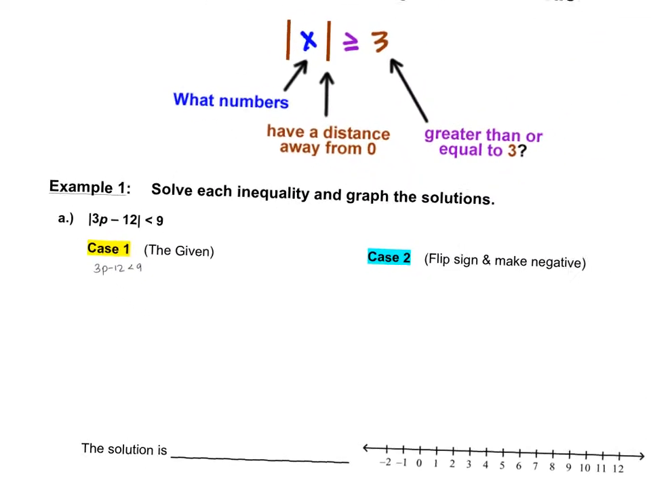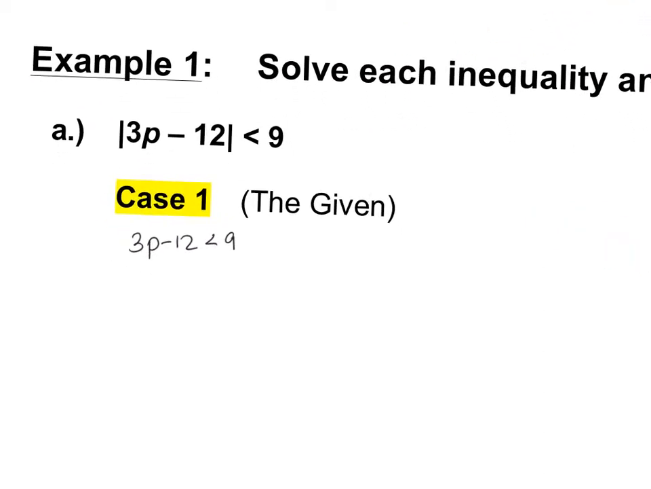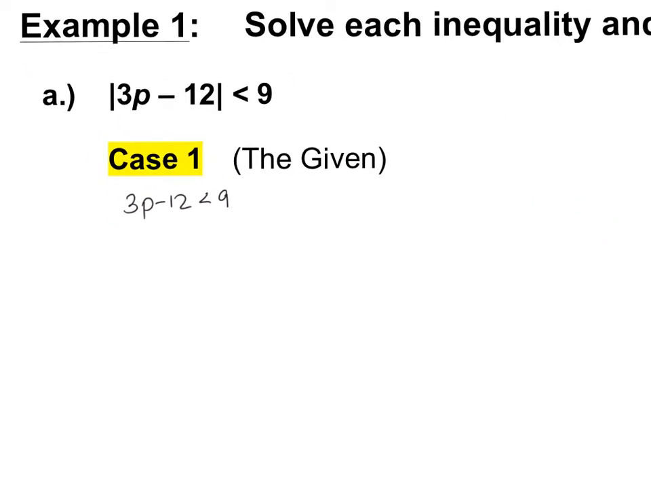Case 2 would be, I'll write it here so you can see it better. Case 2 would be flipping the inequality sign to greater than and changing the 9 to -9. Add 12 to both sides. 3p is less than 21. Divide by 3 on both sides, and p is less than 7.